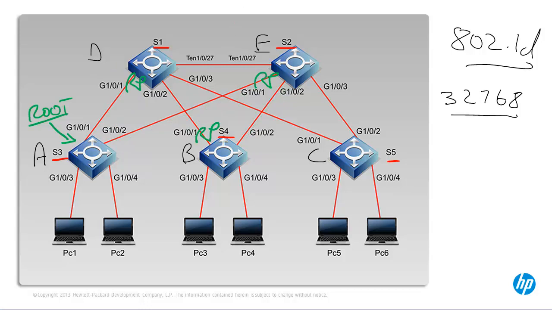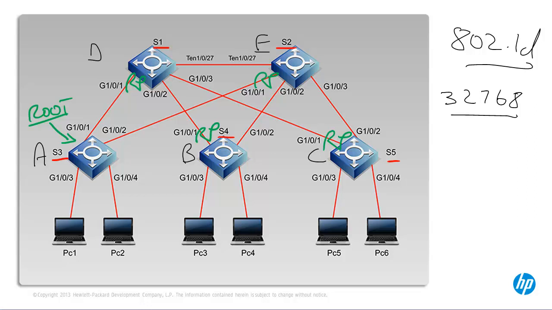What about switch 5 with MAC address C? Its root port will also be port 1 because the bridge ID of switch 1 is lower than the bridge ID of switch 2. In other words, MAC address D is lower than MAC address E. So at this point, the root switch has been determined. Switch 3 is the root because it has the lowest MAC address. Root ports on every other switch have been chosen. So on switch 1, switch 2, switch 4, and switch 5, there's a single root port per switch.